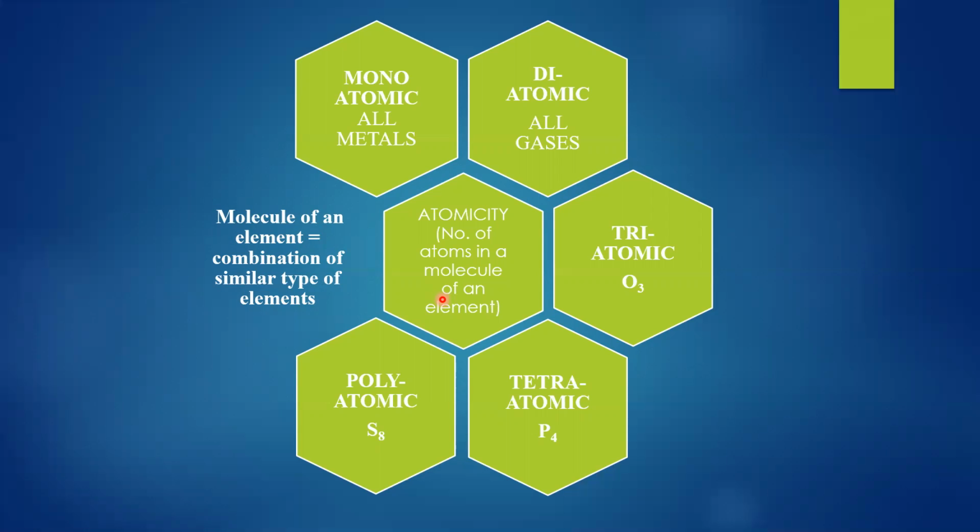Monoatomic are all the metals, which exist in monoatomic form, whereas all the gases exist in diatomic form. For example, hydrogen gas, oxygen gas, nitrogen gas, chlorine gas, bromine gas, iodine gas, and so on. Whereas triatomic, there are a few exceptional cases, like ozone, a triatomic molecule of similar atoms. Then tetraatomic is P4 and octaatomic or polyatomic is S8, that is sulfur.